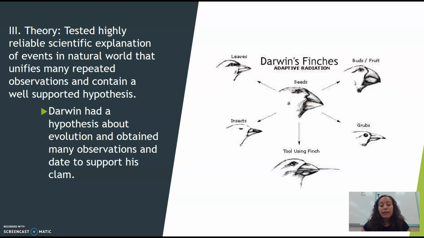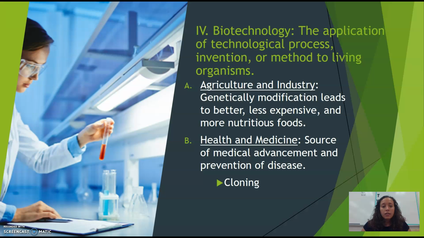Darwin had a hypothesis about evolution. He went and saw some finches and noticed that each finch had different beaks depending on what they were eating. So he said, hey, I think all these came from the same ancestor, but then due to adaptation, they changed the size of their beak and the shape of their beak. And then he gathered a lot of different data, quantitative and qualitative.